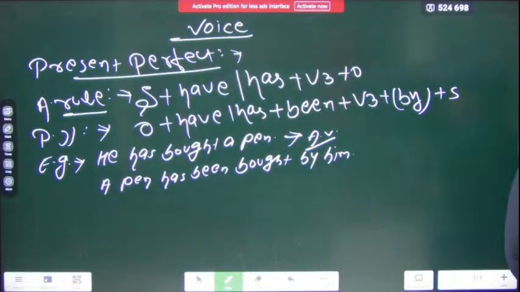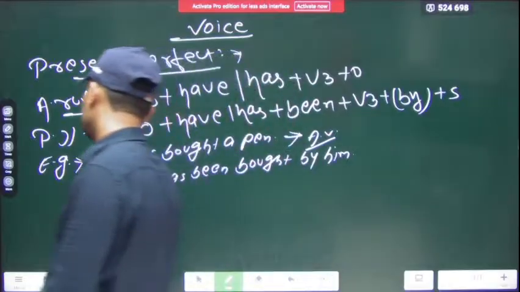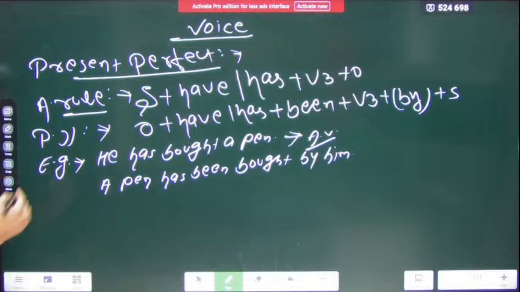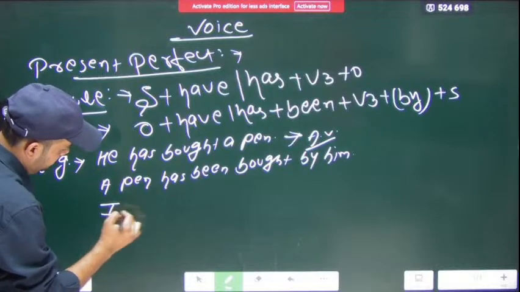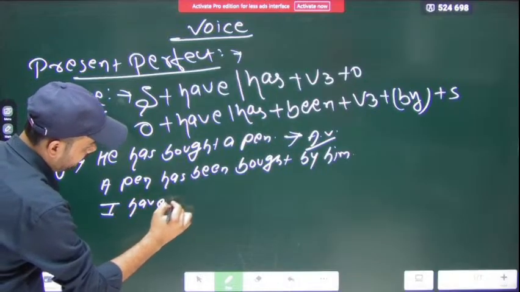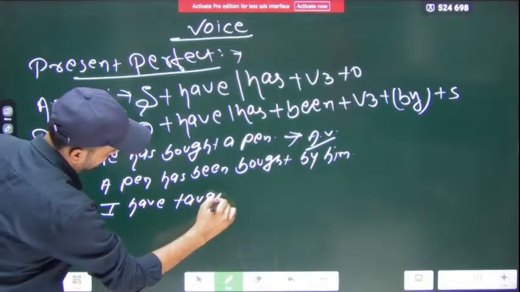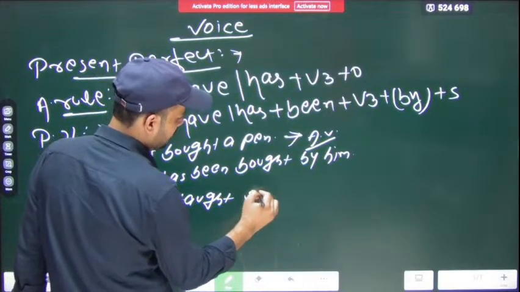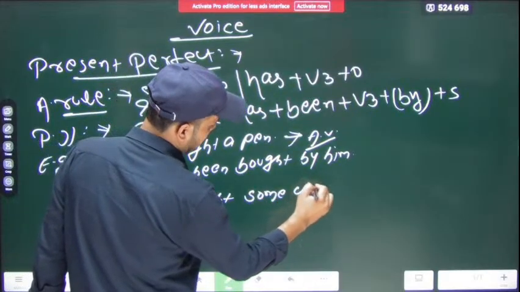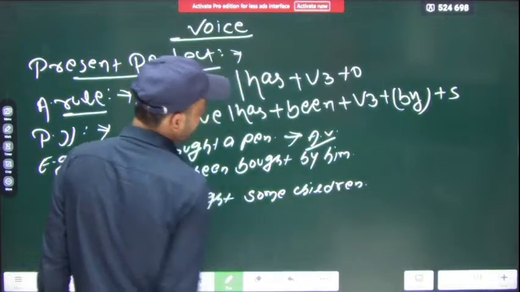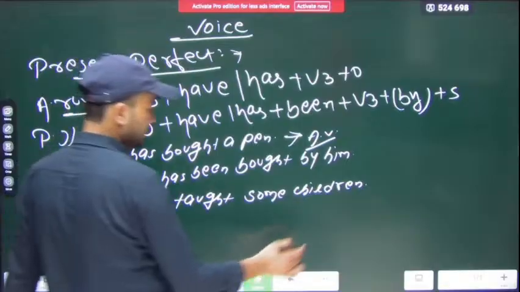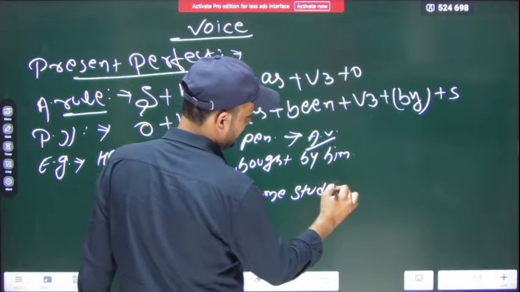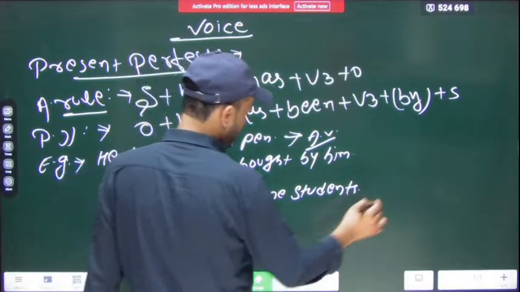One more example I'll show you here. I have taught some children. See, in place of children we can write students, that will look perfect here. I have taught some students.